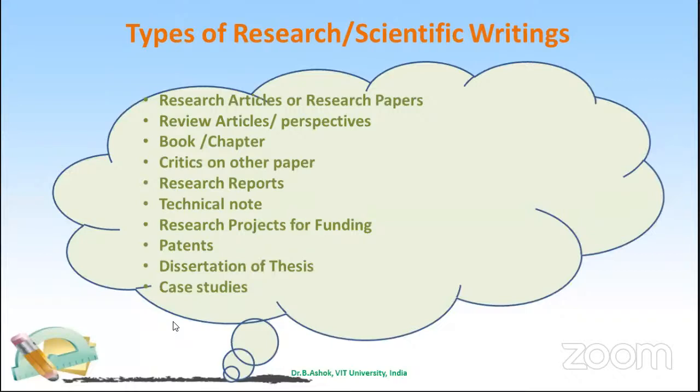So other scientific writings include critiques of other papers, research reports, technical notes, and research projects. These are the other types of scientific writing followed from the academic research perspective. Similarly, patents, case studies for particular cases, and discussion of the thesis. Of course, this is something everyone knows.